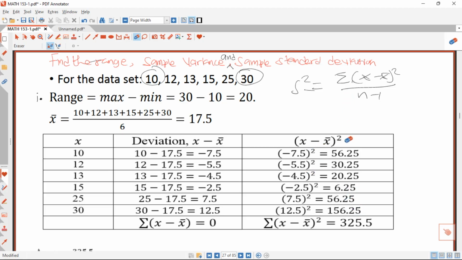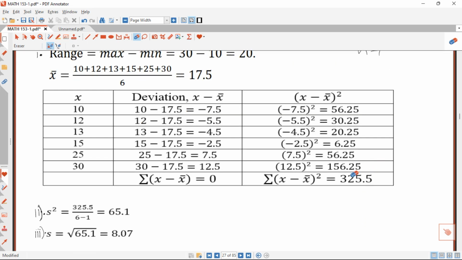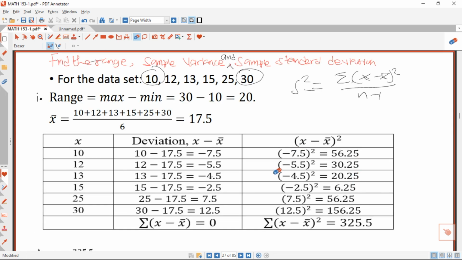And then we have to just sum everything. So sigma of x minus x bar all squared is equal to 325.5. So this is the total that we will have. And then right now we have to calculate our n, right? This is the data set.